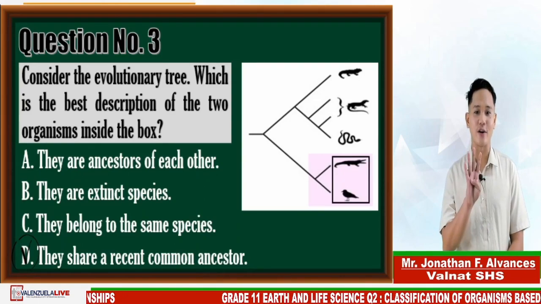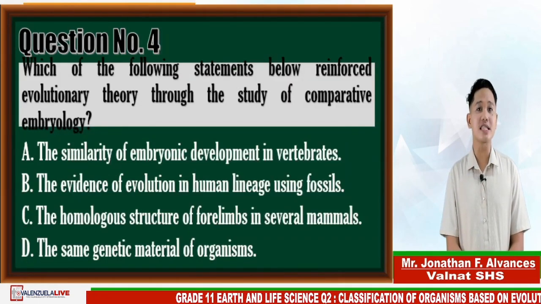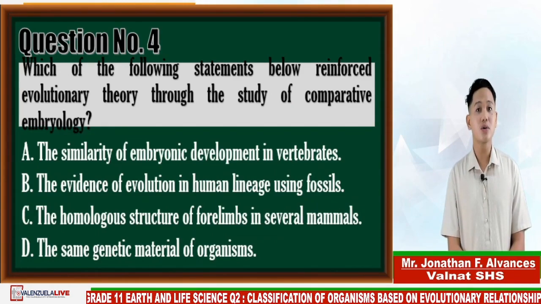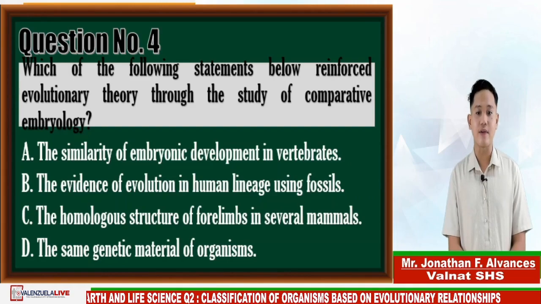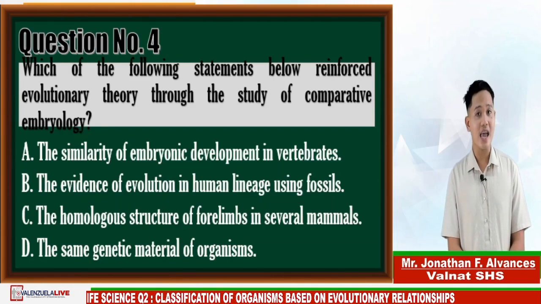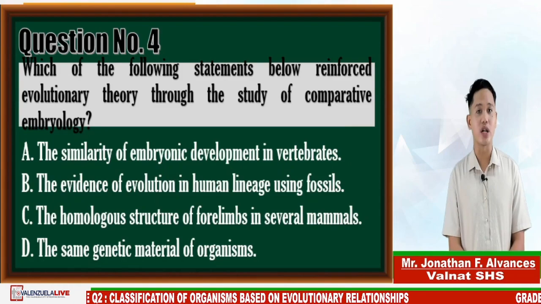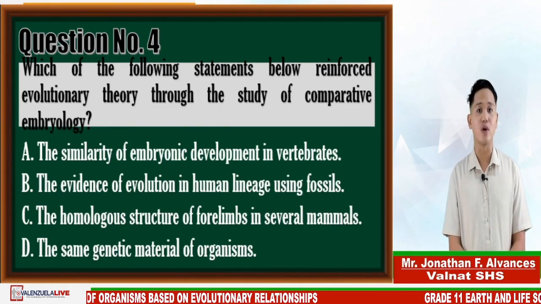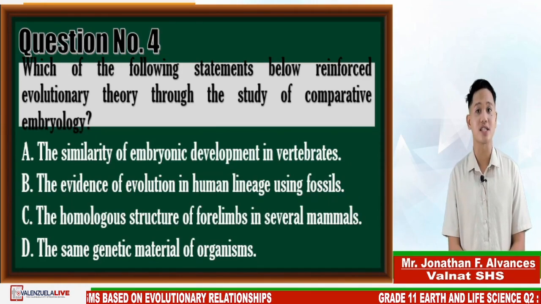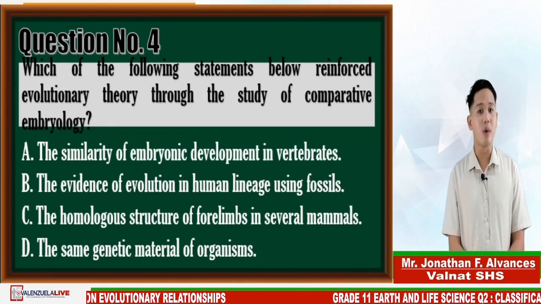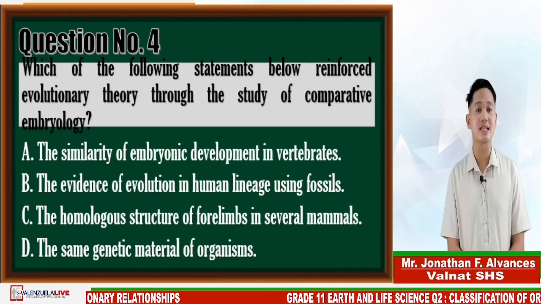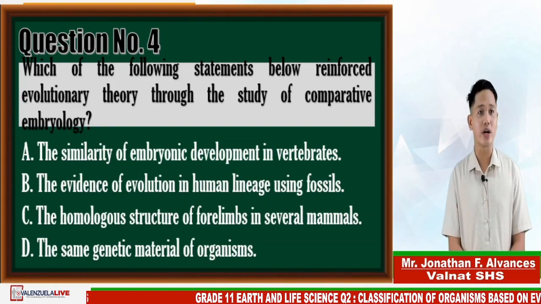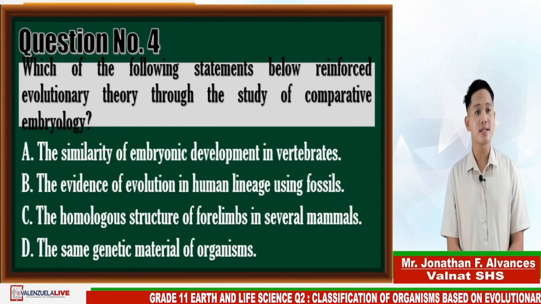Question number 4. Which of the following statements below reinforced evolutionary theory to the study of comparative embryology? A. The similarity of embryonic development in vertebrates. B. The evidence of evolution in human lineage using fossils. C. The homologous structure of forelimbs in several mammals. Or D. The same genetic material of organisms. Your time starts now.